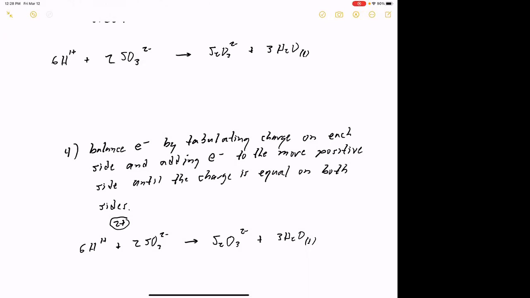That's an easy one. There's no math involved. What's the total charge on the right-hand side? You can just look at it and see. Is it just 2 minus? 2 minus. Yeah, just plain old 2 minus from the S2O3 2 minus. So I'll put that there.